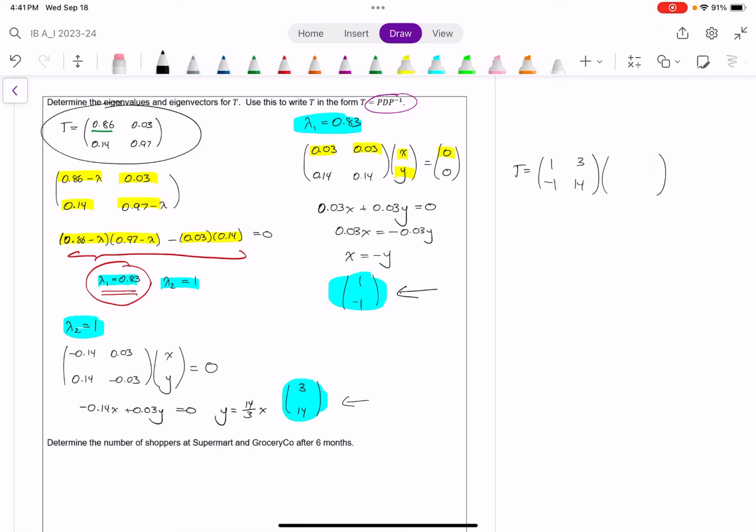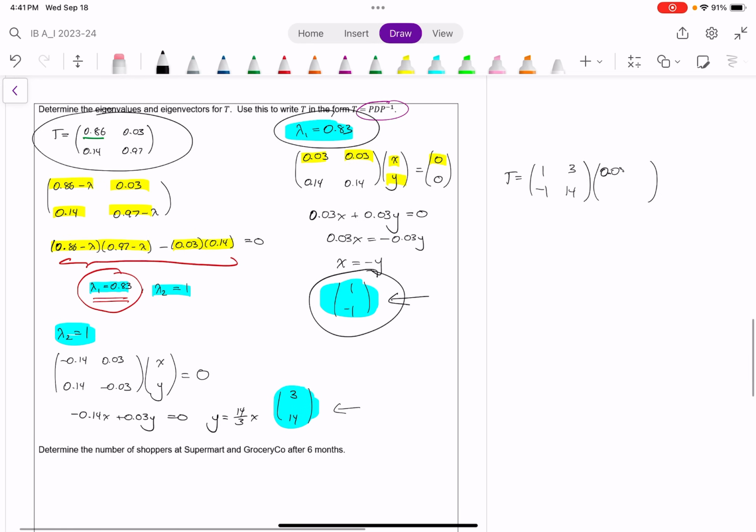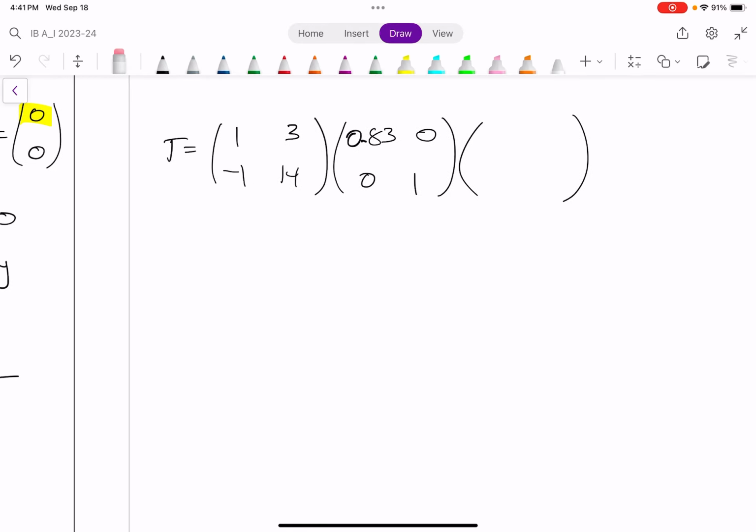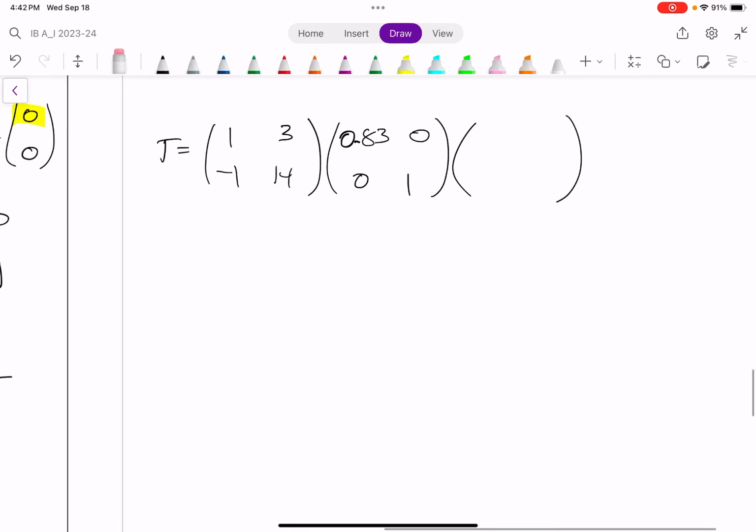Next, I need to multiply by D, being the diagonal matrix of the eigenvalues. And since I started with this vector, I need to start with this eigenvalue right here, 0.83. And then the other eigenvalue of 1 has to go here. And then finally, the last part is the inverse of this, which I can find on my GDC quite quickly. The decimals are pretty messy, so if you turn them to a fraction, which you should be able to do in your GDC quite nicely, you get 17ths, which are pretty nasty decimals, but as fractions, they're not too hard to write out.